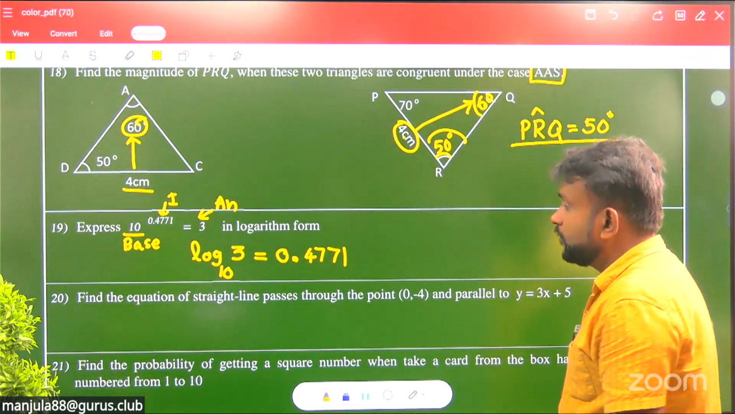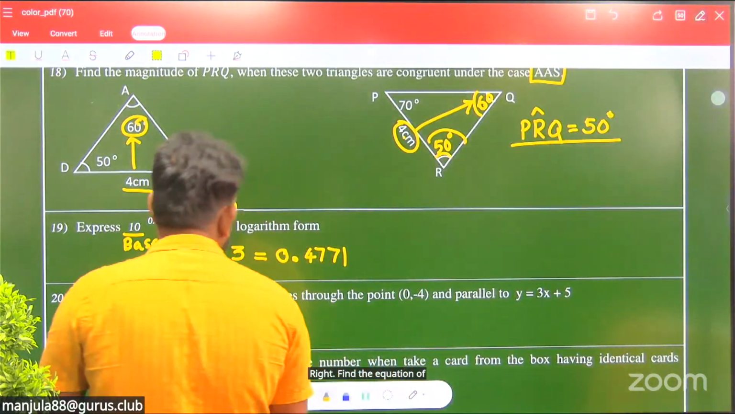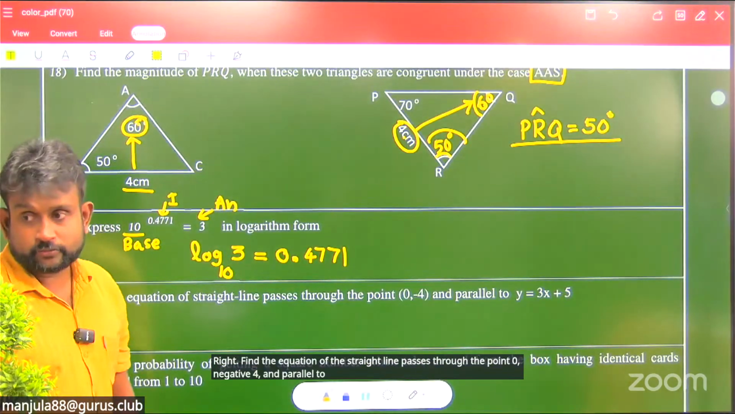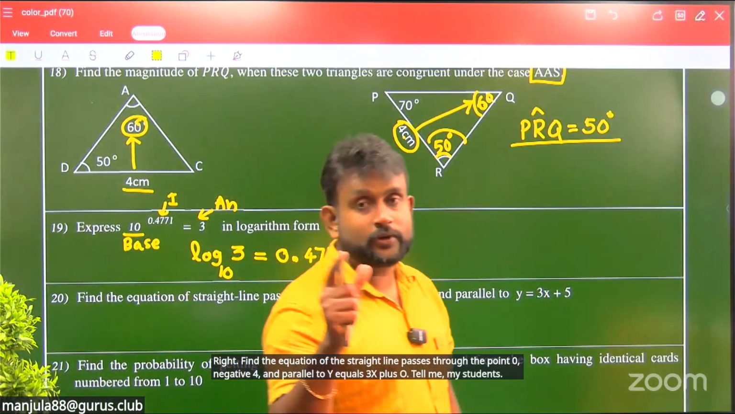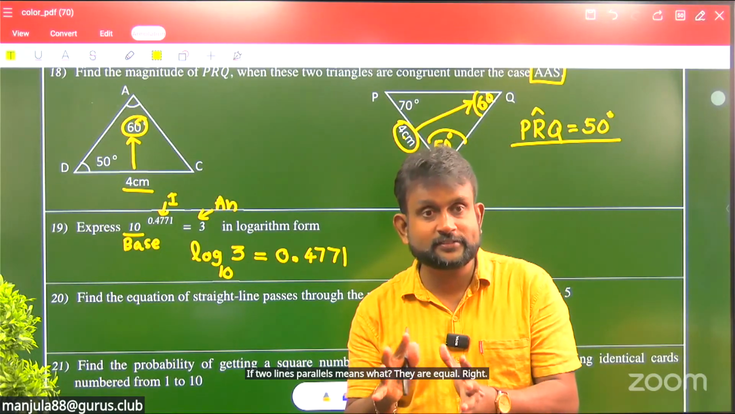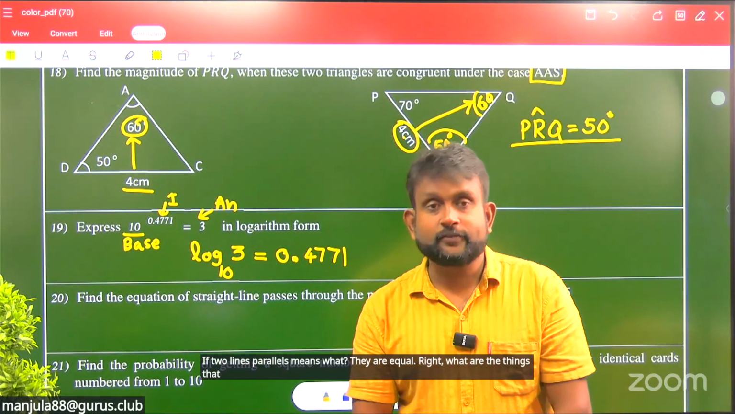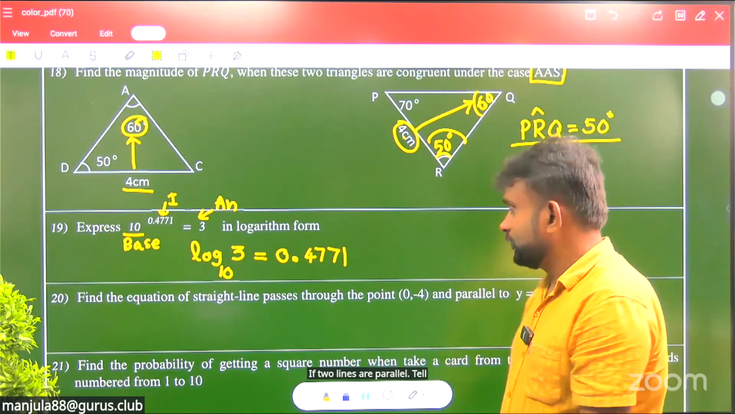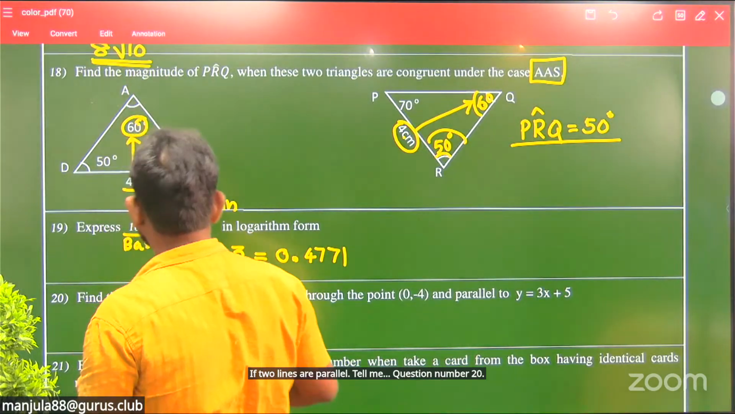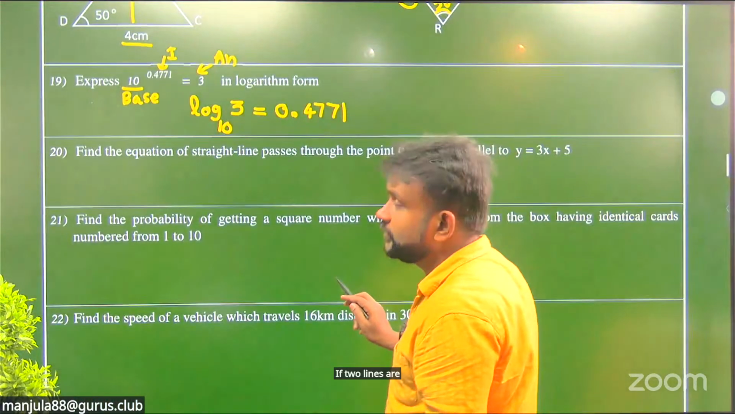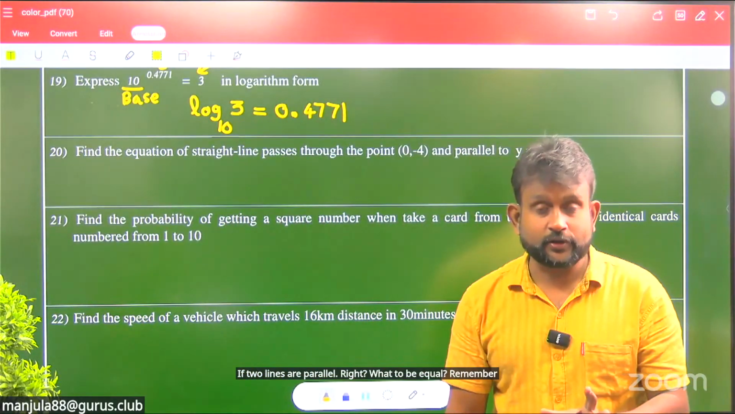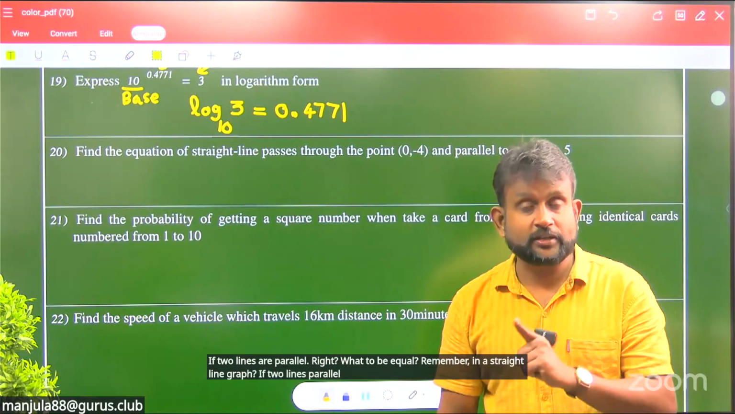Question number 20. Find the equation of the straight line that passes through the point (0, -4) and is parallel to y equals 3x plus 5. Tell me, my students, if two lines are parallel, what is equal? Remember, in a straight line graph, if two lines are parallel, their gradients must be equal.